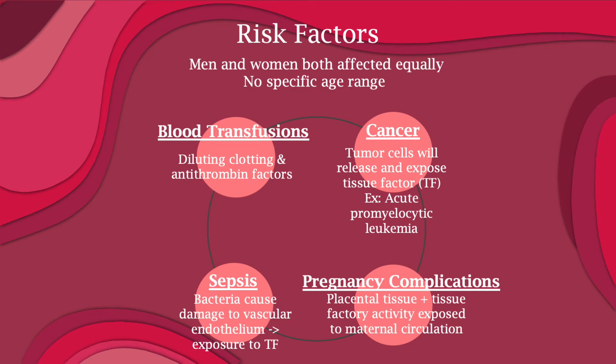Blood transfusions can lead to diluting clotting factors and antithrombins, where antithrombins are proteins that circulate in the plasma and serve as regulators of blood coagulation. Pregnancy complications are also a risk factor for DIC because placental tissue as well as tissue factor activity is exposed to the mother's circulation.